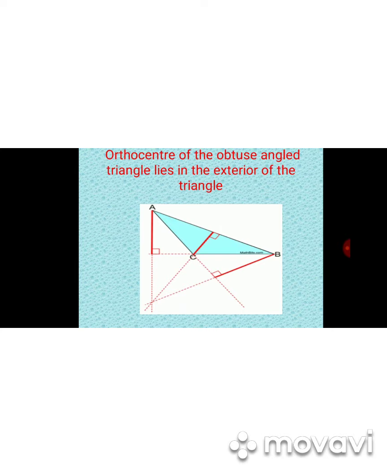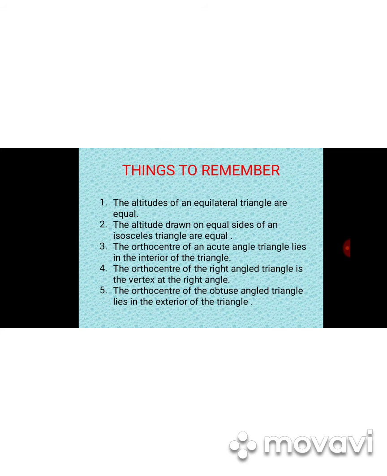Now orthocenter of an obtuse angle triangle always lies in the exterior of the triangle. You have to remember this thing well. Now look at the figure. It is very much clear that the point where all these altitudes meet lies in the exterior of the triangle. Again, you have to remember a few things about the altitude and orthocenter. Write these points carefully. It will help you to solve worksheet 6.